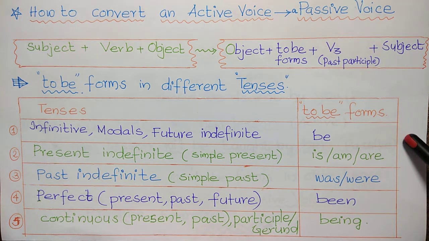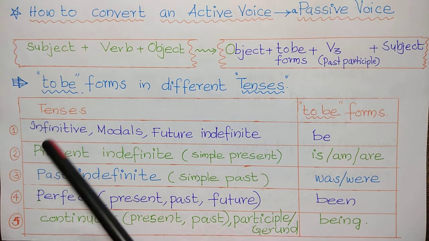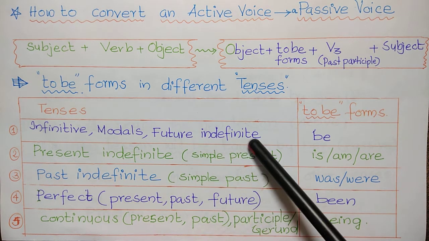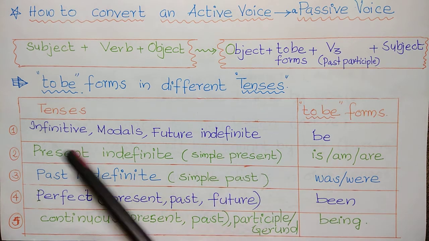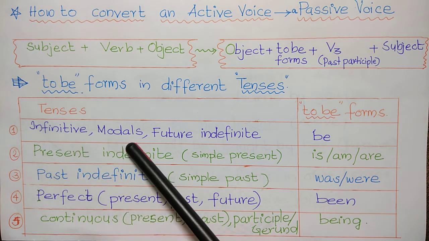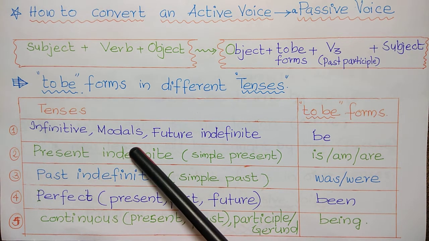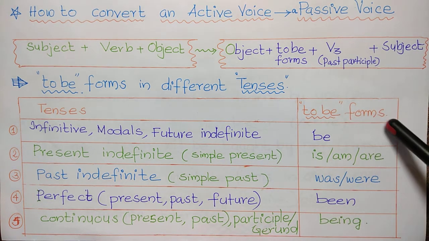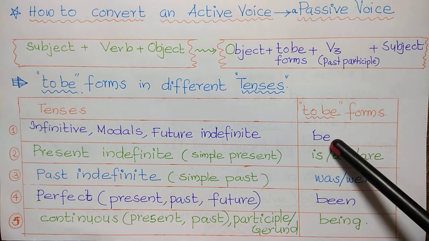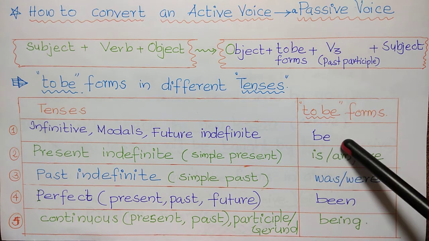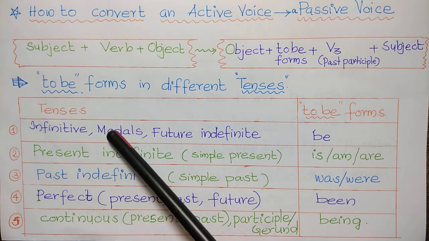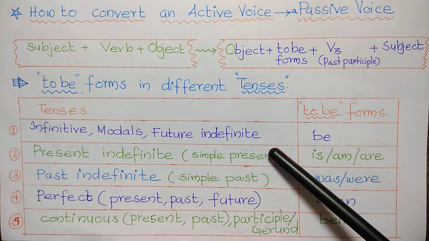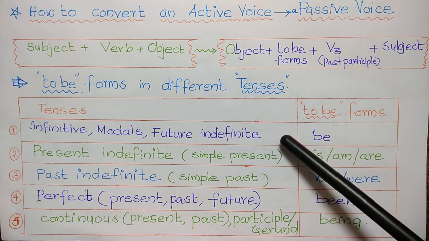Tenses, to be forms. First one, infinitive or modal sentence or future indefinite sentence. In that case, the to be form will be be. We use be. This will be clear in the next page, where we will discuss examples.